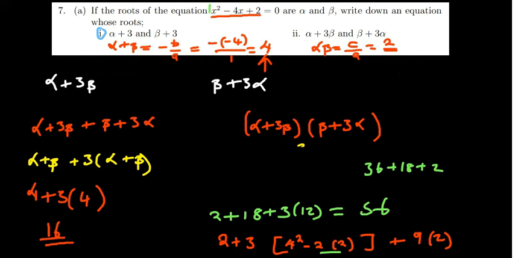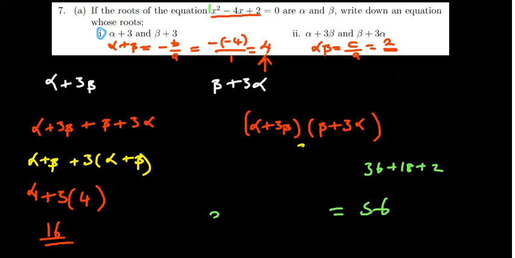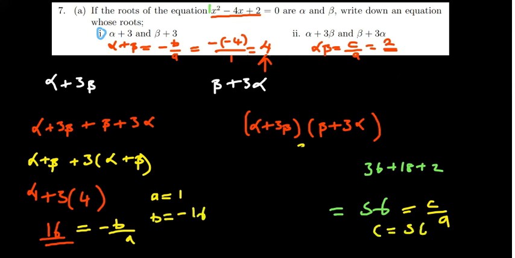So the moment they are like that, it becomes easy. Don't forget this was addition. Addition we said is negative b over a, and multiplication is c over a. So your a is equal to 1, your b is equal to negative 16, your c is equal to 56. So the equation becomes x squared minus 16x plus 56.